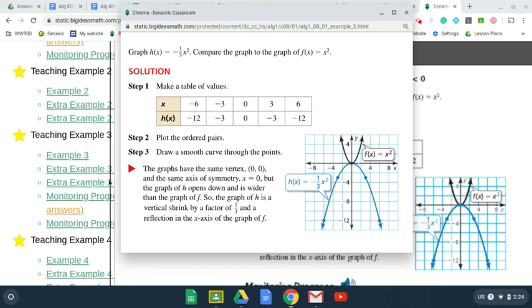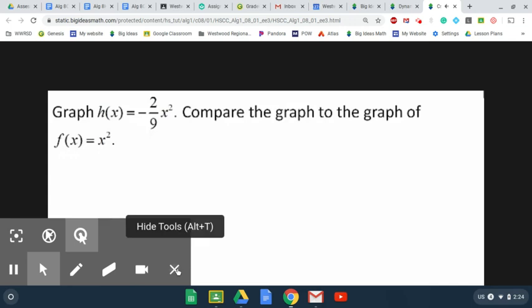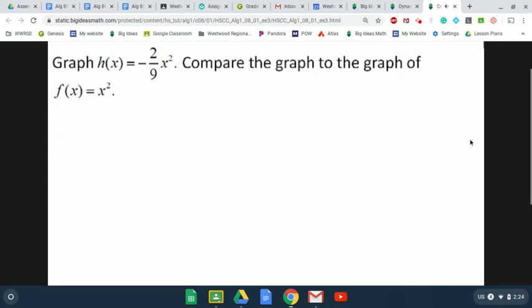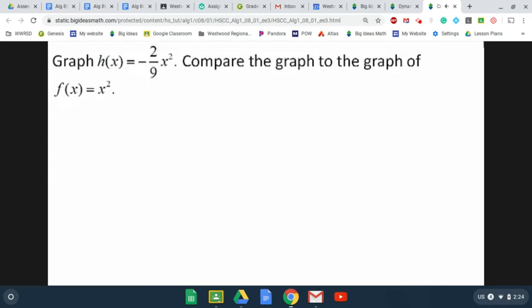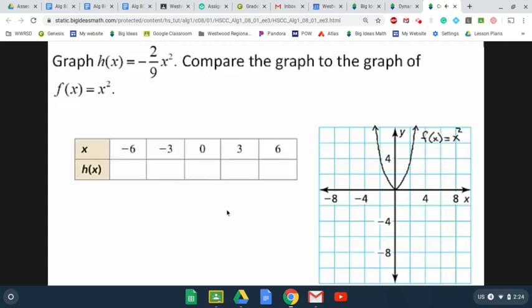Let's look at another example, and let's listen to Big Ideas explain it. Graph h of x equals -2/9 x squared. Compare the graph to the graph of f of x equals x squared. Begin with the graph of f of x equals x squared. Next, make a table of values.